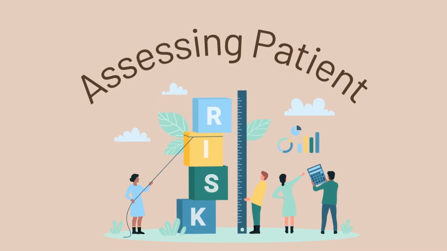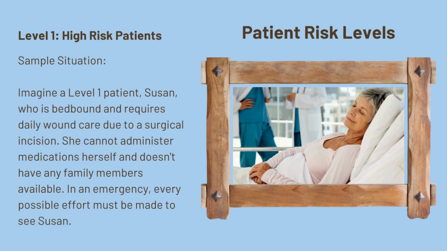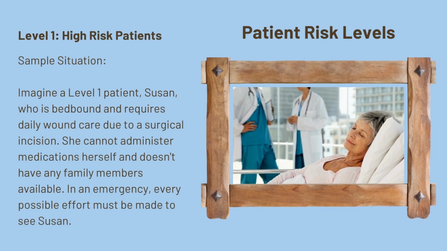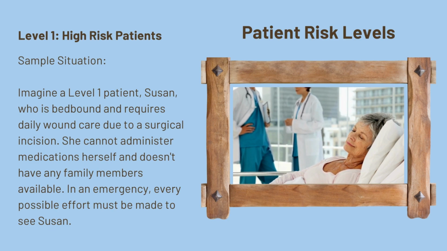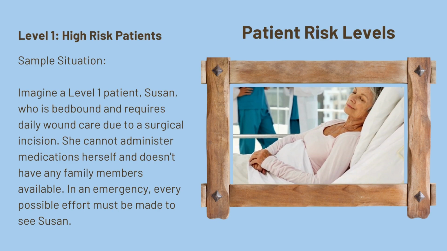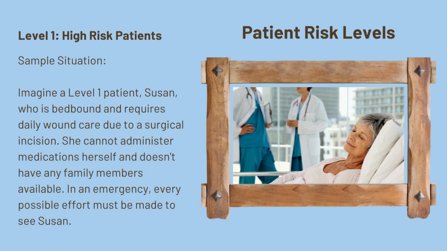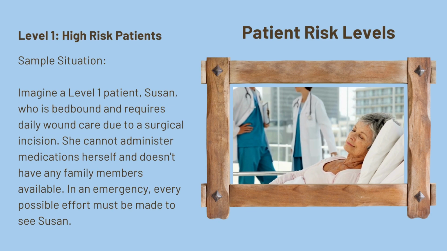Once you've assessed the situation, you'll need to prioritize patient care based on risk levels. Let's explore this in our next section. Level 1 high risk patients. These patients need uninterrupted services due to the absence of available caregivers. They include bed-bound or chair-bound individuals with physical assistance needs, patients unable to self-administer daily medications like injections, and those requiring specialized care like wound care or infusion therapy.